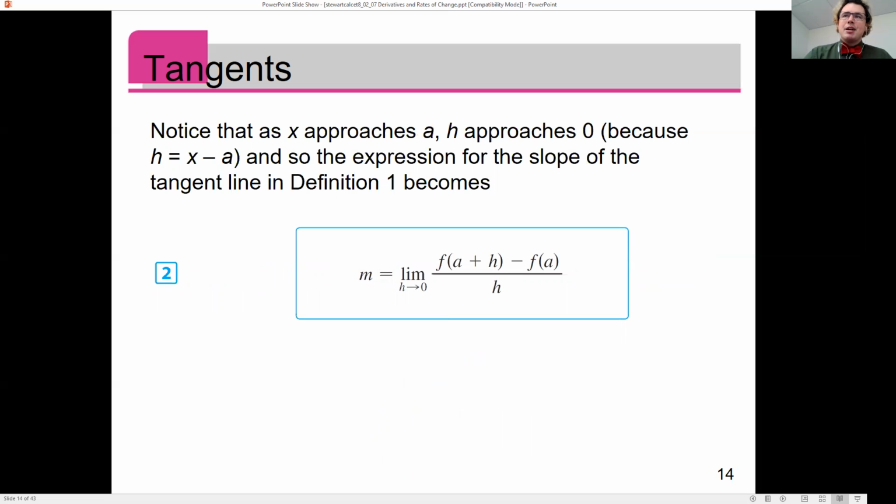So this gives us a slightly different formula to find that slope of the tangent line based at x coordinate a. And the formula is in this box right here. The slope m is equal to the limit as the variable h approaches 0 of f of a plus h minus f of a, all divided by h.